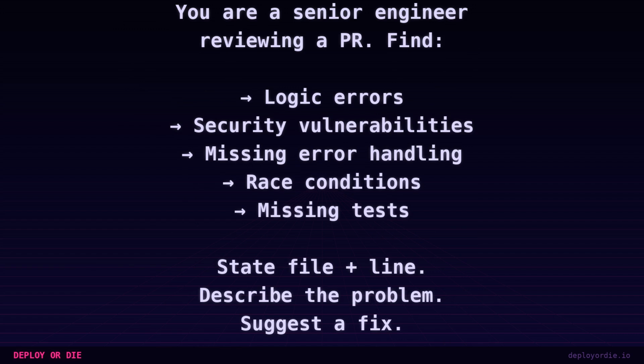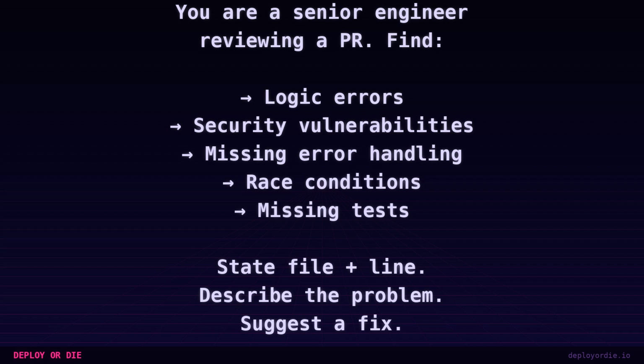Here it is. You are a senior software engineer reviewing a pull request. Your job is to identify logic errors that could cause incorrect behavior, security vulnerabilities including auth bypasses, injection risks, and insecure defaults, missing error handling, race conditions or concurrency issues, and missing or inadequate tests. For each issue found, state the file and line, describe the problem, and suggest a fix.